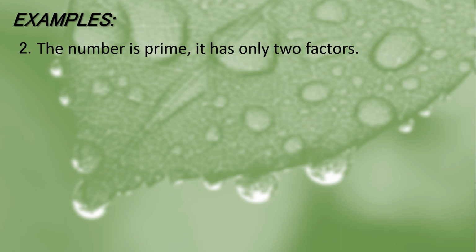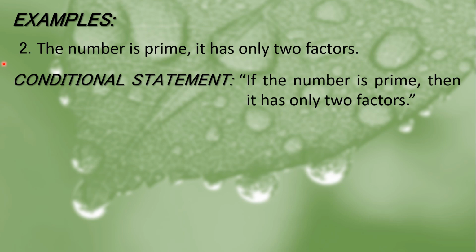Second example, the number is prime, it has only two factors. So, dito kung mapapansin nyo, sineparate ang sentence na ito using the comma. So, ibig sabihin, meron na tayong if at meron na ding then. Dadagdagan lang natin ng words na yon. So, ang conditional statement will be, if the number is prime, then it has only two factors.